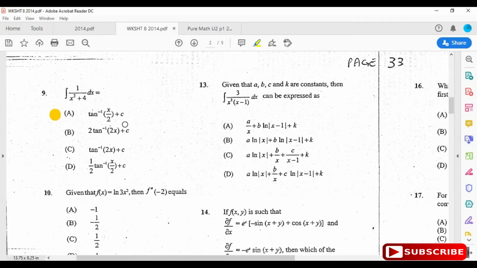So we're integrating 1 over x squared plus 4. Now, how I'd like you to write x squared plus 4 is as 2 squared plus x squared, because there's a particular rule with integrating inverse trig functions, the tan inverse function. This is the rule to remember.